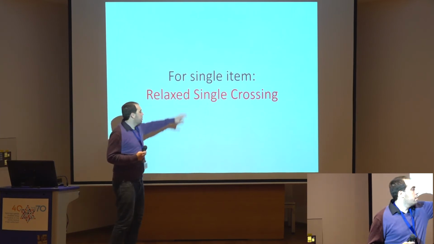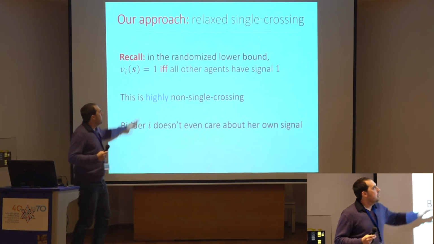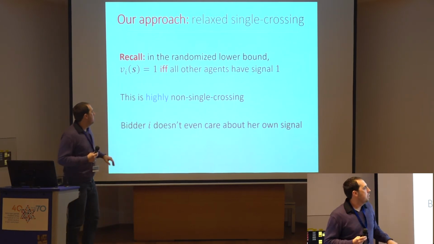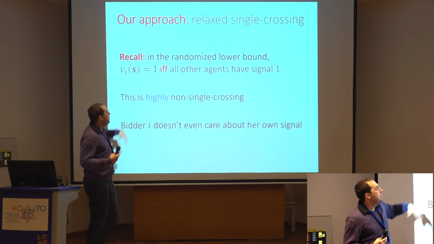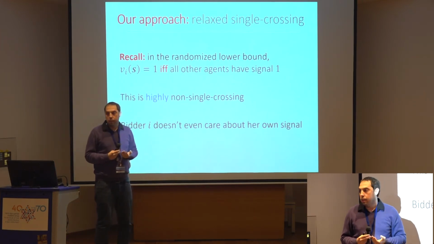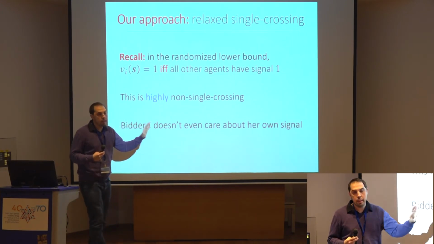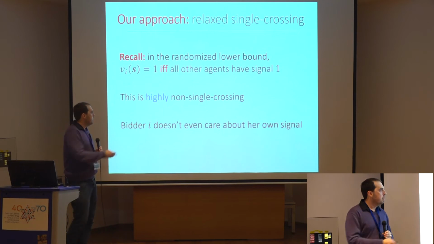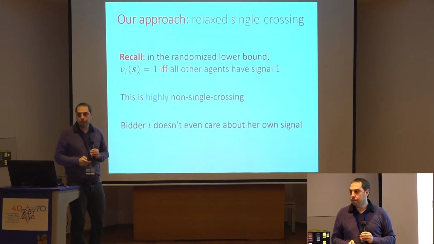The first is relaxing single crossing. Again, the bad examples that we had were very far from being single crossing, because bidder i didn't even care about his own signal. His value was high only if all other signals were high. He didn't care at all about his signal. So this example is very far from being single crossing.